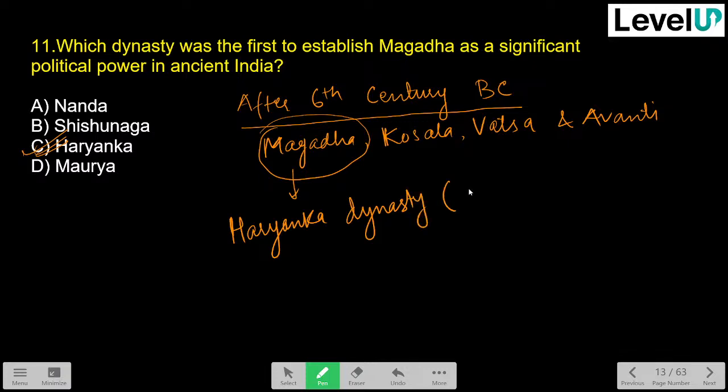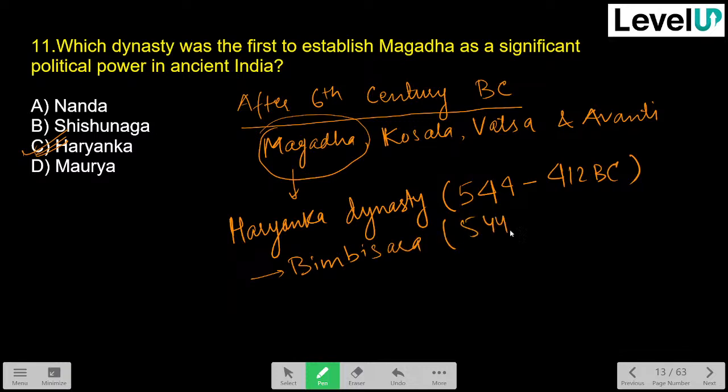What was the time frame? The Haryanka dynasty ruled from 544 to 412 BC. You have to remember this. The first ruler was Bimbisar. The time frame is 544 to 492 BC. He was the founder.